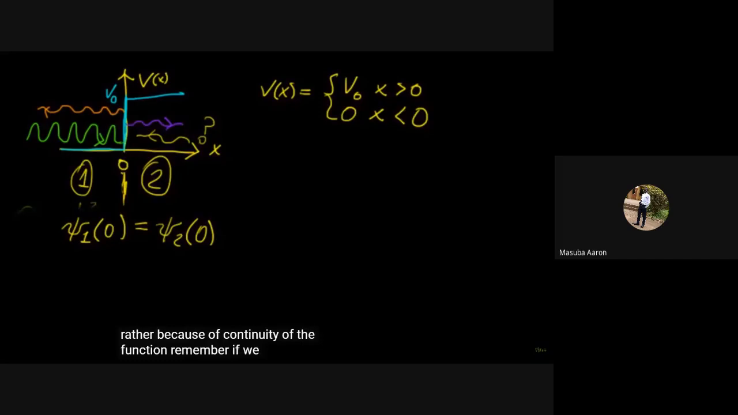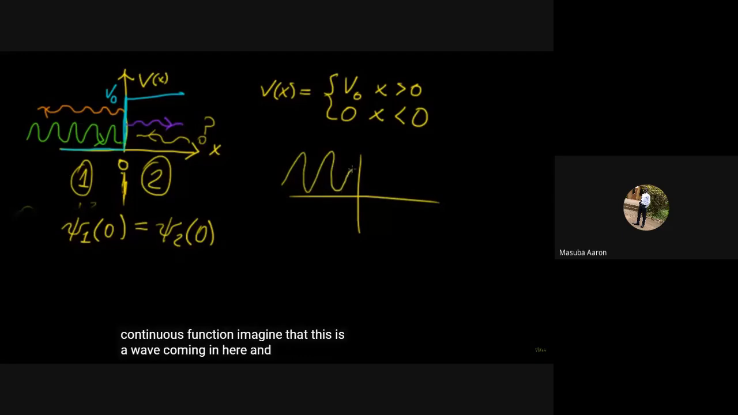Remember, if we have a continuous function, imagine that this is our wave coming in here, and then it happens to form here. Well, the wave cannot just abruptly jump here and then start here. We need to have continuity. So this point has to be connected with this. So the value of the function needs to be the same for both of them at this point in which they're both connected. This is just a physical kind of condition that we need to meet. Otherwise, it just wouldn't make sense. What actually happened to the wave here, we wouldn't be able to explain that. So we need to make this condition.